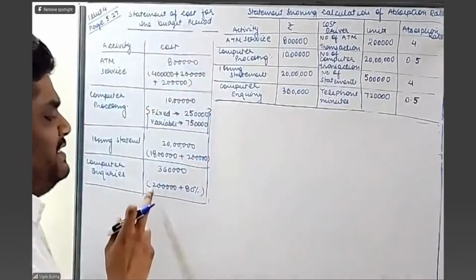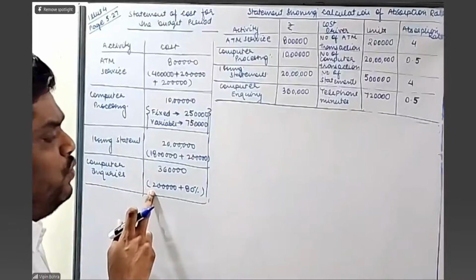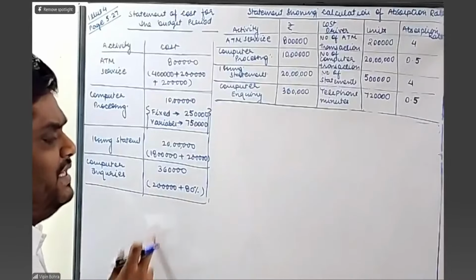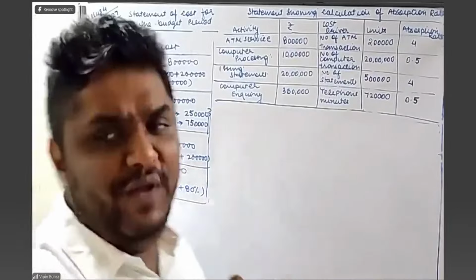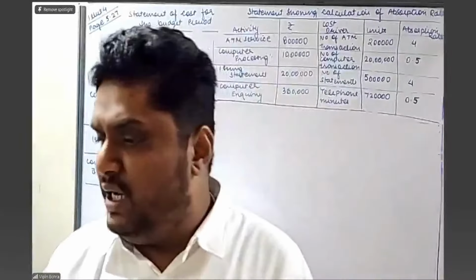Computer inquiry, it is given straight away that the cost is 2 lakh and there is an 80% increase in cost. So this will be 3,60,000. And the number of telephone minutes are given in the question straight away, Prajyot.